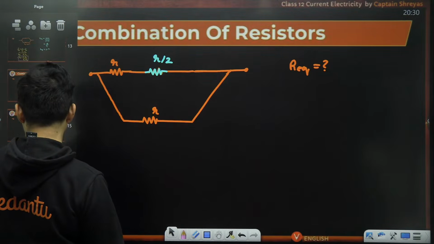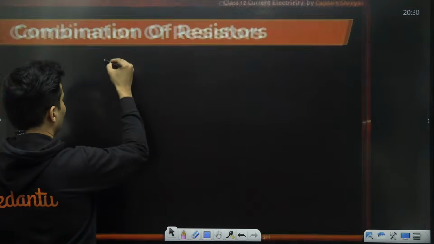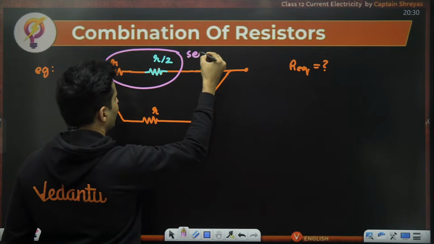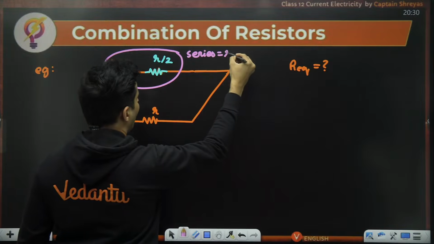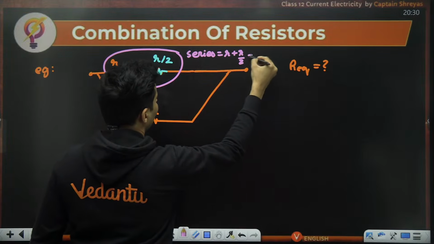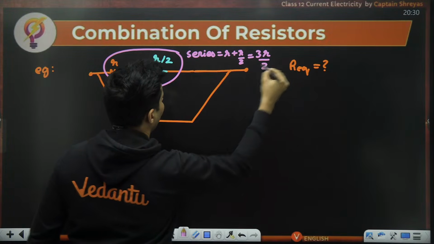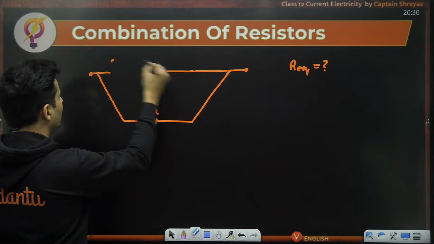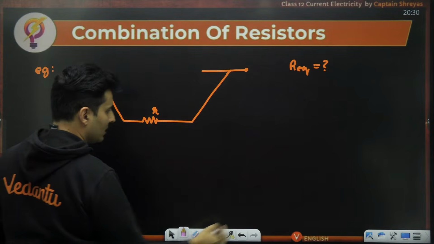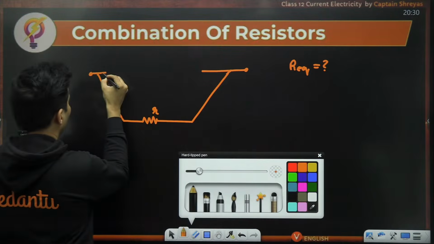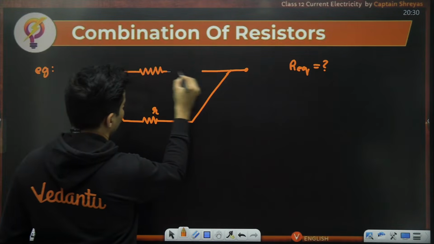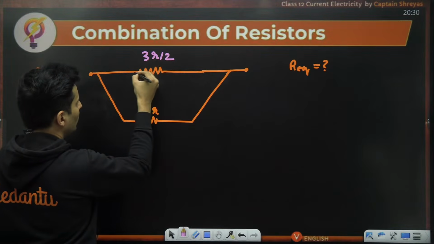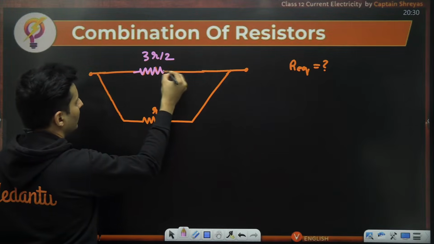So what can we do? Because they are in series, we can just add them. So it will be R plus R by 2, which is 3R by 2. Perfect. So if it is 3R by 2, I don't need two resistors anymore. I can just write down a single resistance whose value is 3R by 2.